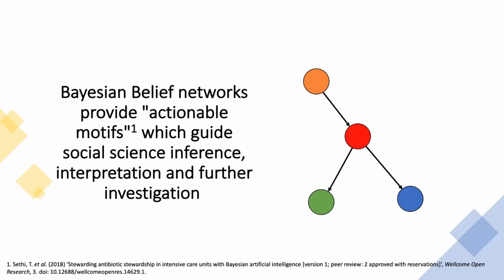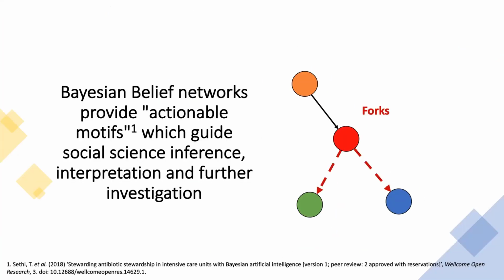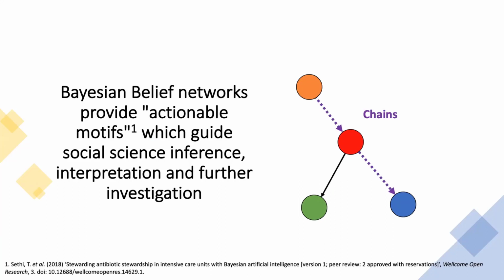Bayesian belief networks also contain useful and actionable motifs which guide social science inference, interpretation, and further investigations. The BBN structures, whether learned or not, capture direct effects, confounders, mediators, and intercausal effects in an intuitive graphical representation. Here I'll describe how the forks and chains present in these models are understood and useful for social science.